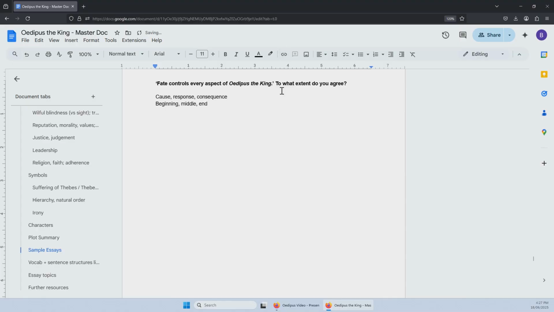What we're going to do today though is a true, false response to this. Because we've got a 'to what extent do you agree' question, it's kind of nice to have two paragraphs which agree and one which disagrees or gives a slightly different perspective.